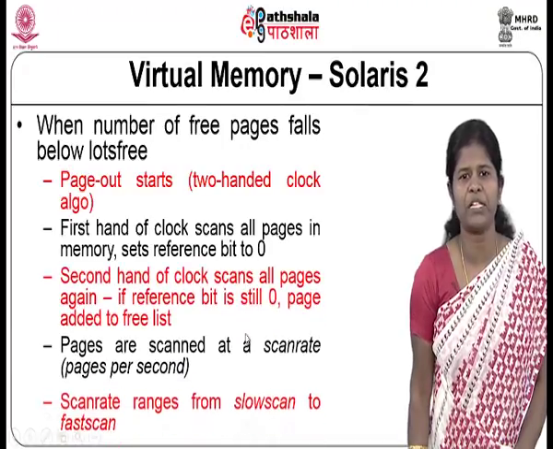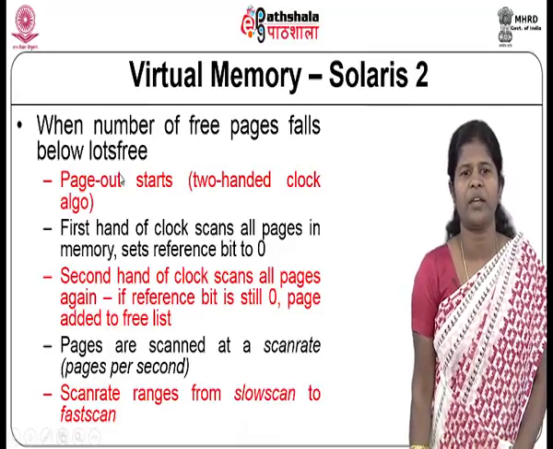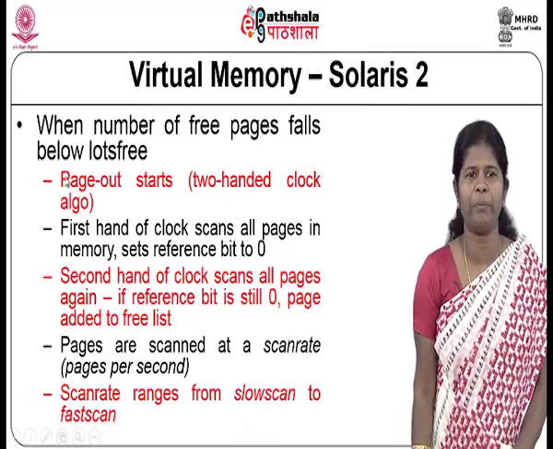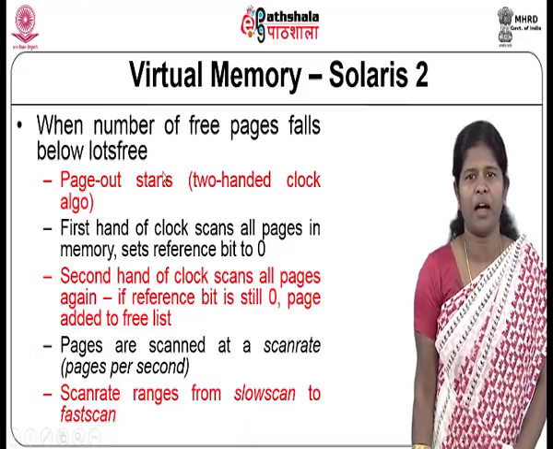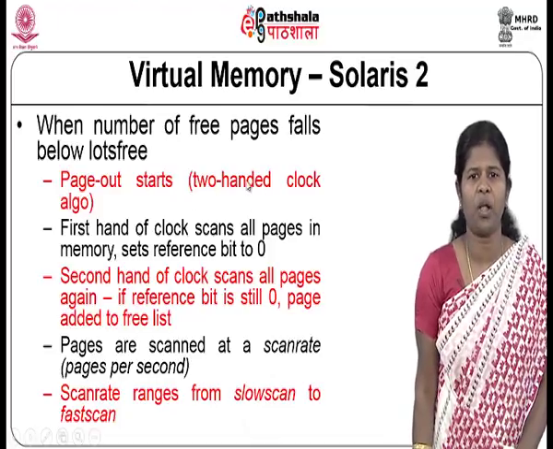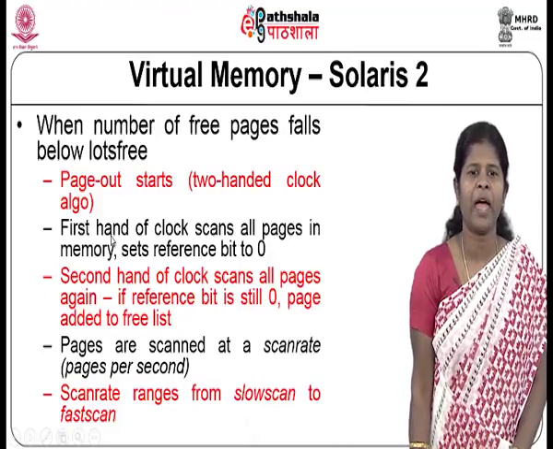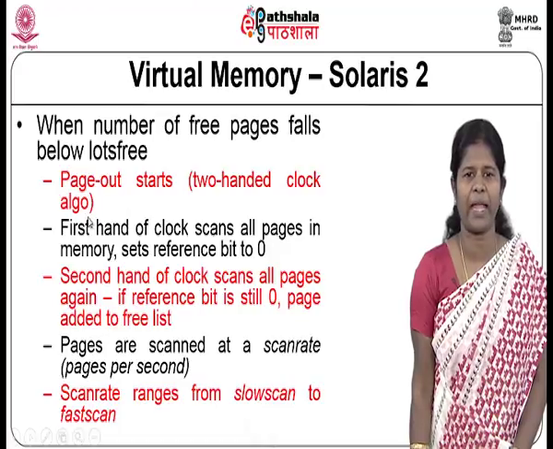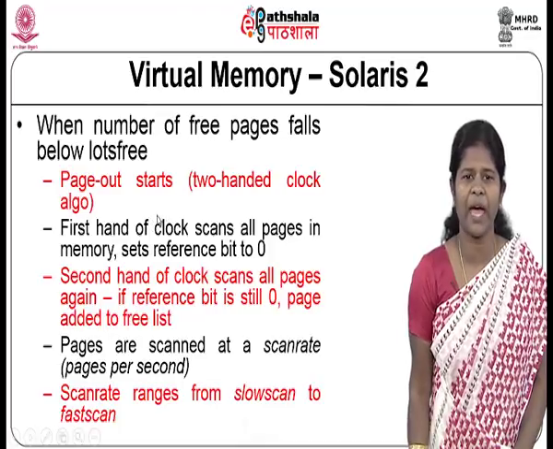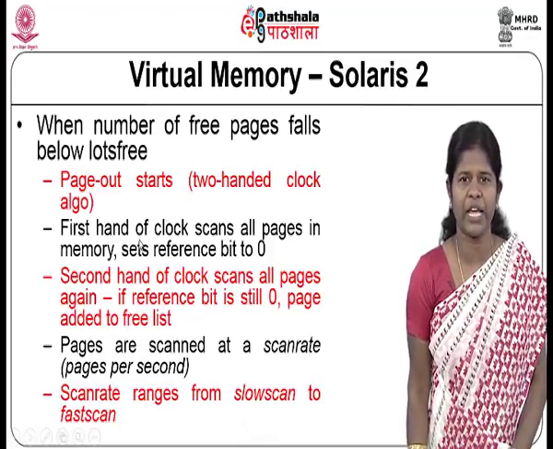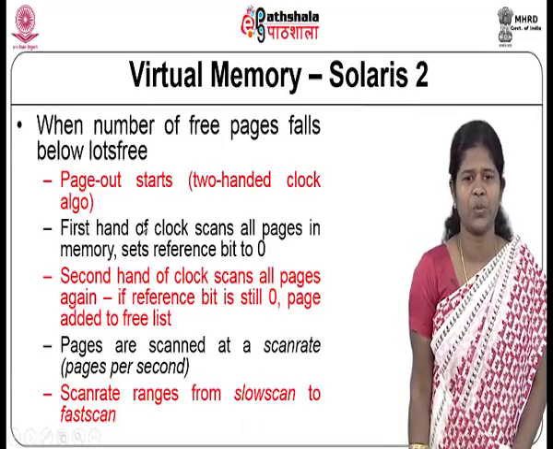When the number of free pages goes below this threshold, lots free, it starts a procedure called the page out procedure, and this procedure is very similar to the algorithm that you had seen earlier, called the two-handed clock algorithm. It is similar to the clock algorithm that you had seen earlier. In this, you have a first hand of the clock that will scan all the pages in memory and check the reference bit of all the pages, and the reference bits will be set to 0.